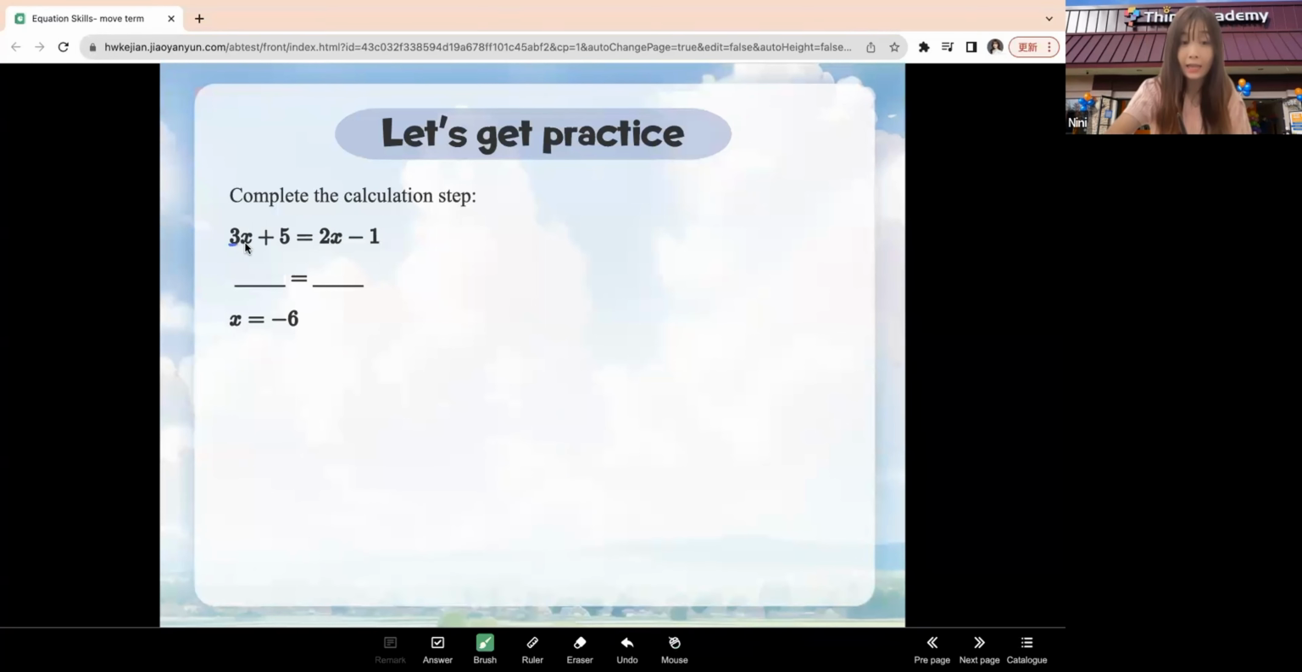So 3x and 2x are terms with variables. They are not together yet. So we want to move the 2x to the other side first. However, guys, can we do 3x plus 2x?